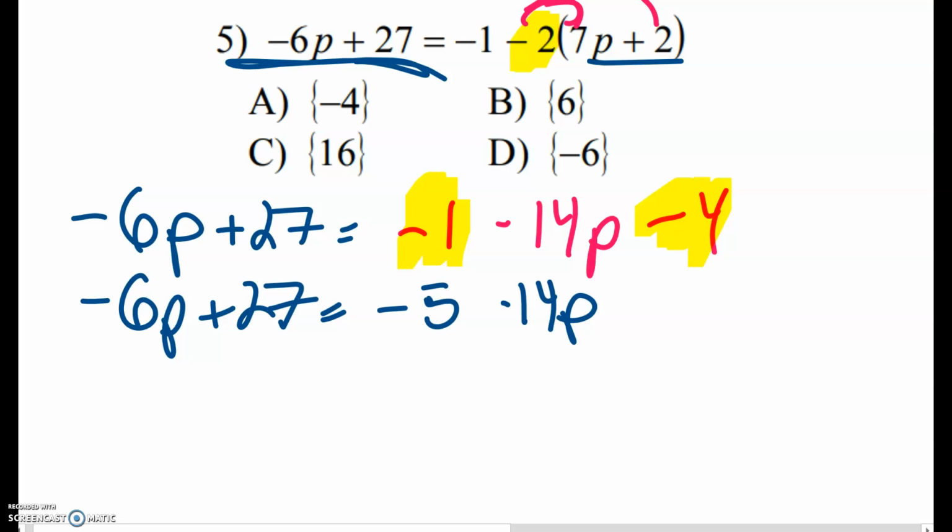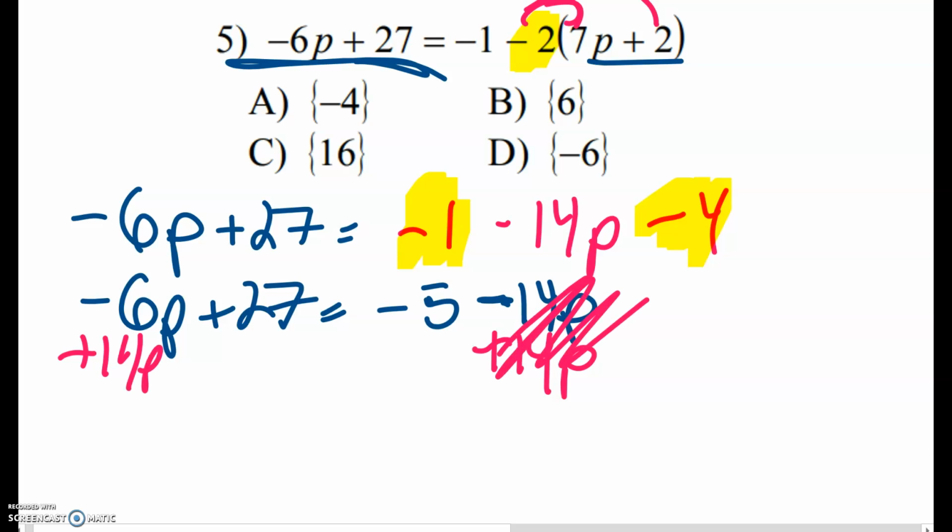Now, when you have variables on both sides, if you look at the entire equation, we have a -6p and we have a -14p. They're on different sides. When you have variables on both sides, always get rid of the smaller variable first. Well, guys, -14 is smaller than -6, so we're going to get rid of it. So add 14p to both sides. That crosses out. -6 and +14 makes 8.